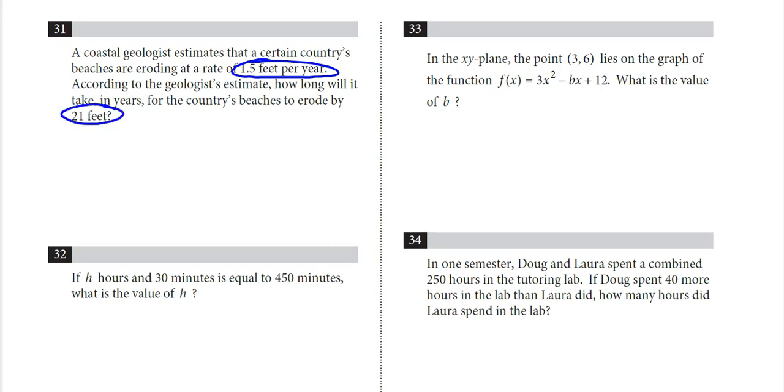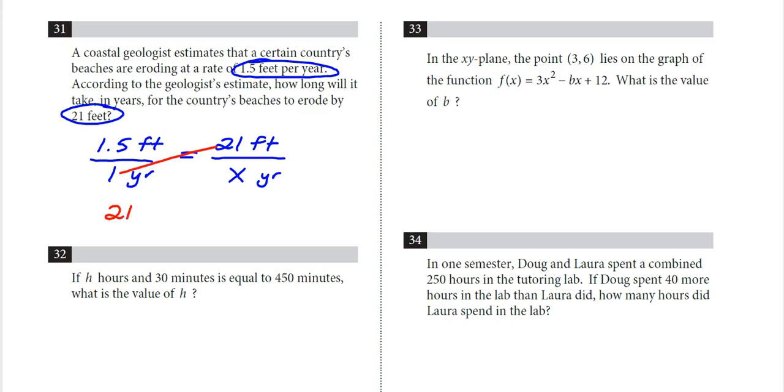So lots of different ways to set this one up. I'm going to set it up using a proportion. So if it erodes 1.5 feet for every 1 year, then 21 feet is going to take how many years? And I like to set proportions up a lot because they're pretty easy to solve. You just cross multiply. So we cross multiply there.